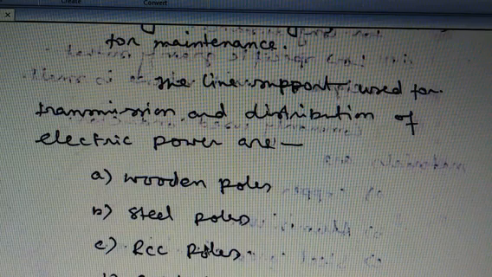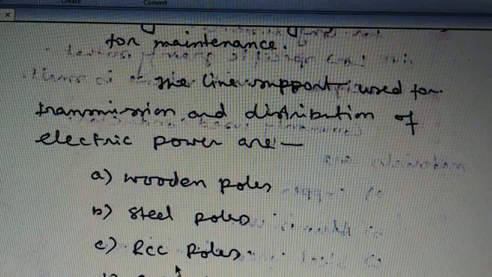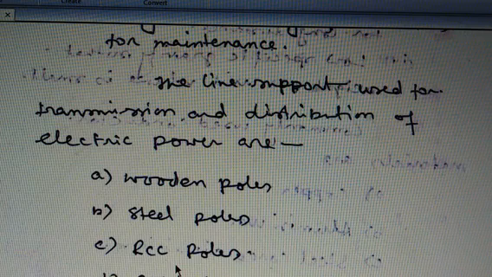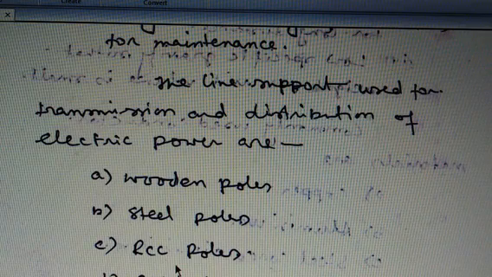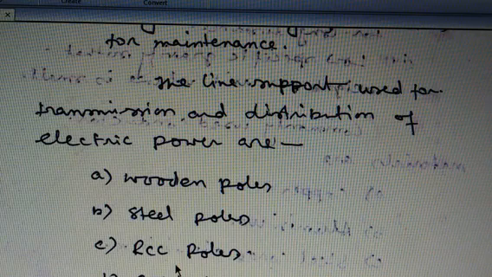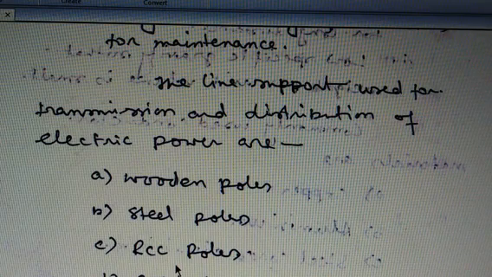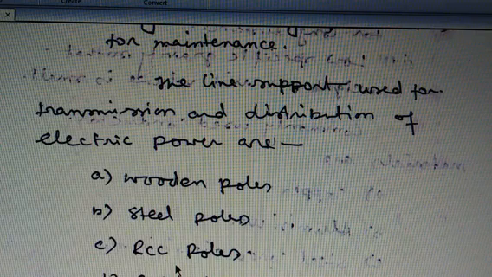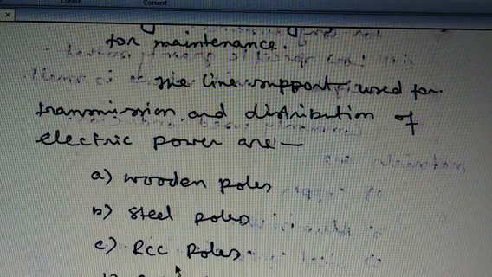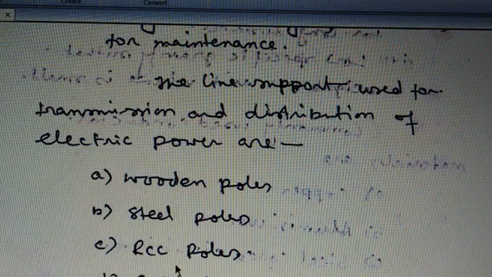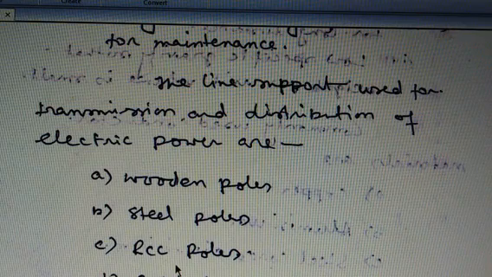Next one is the RCC. RCC means reinforced cement concrete. The reinforced concrete poles have become very popular as line supports in the last few years. They have greater mechanical strength, long life and permit longer spans than steel poles. Moreover, they give a good outlook, require little maintenance and have good insulation properties. So these are the poles, and the last one is the steel towers.